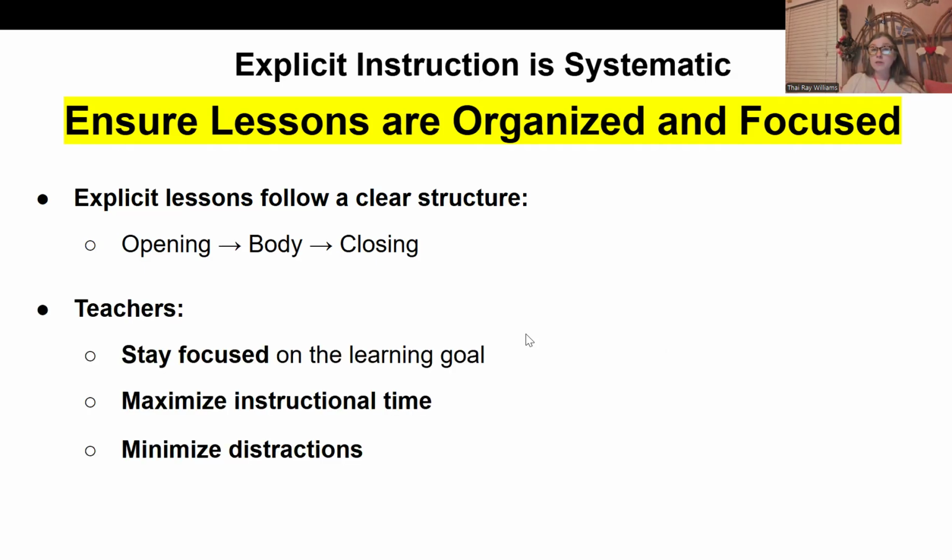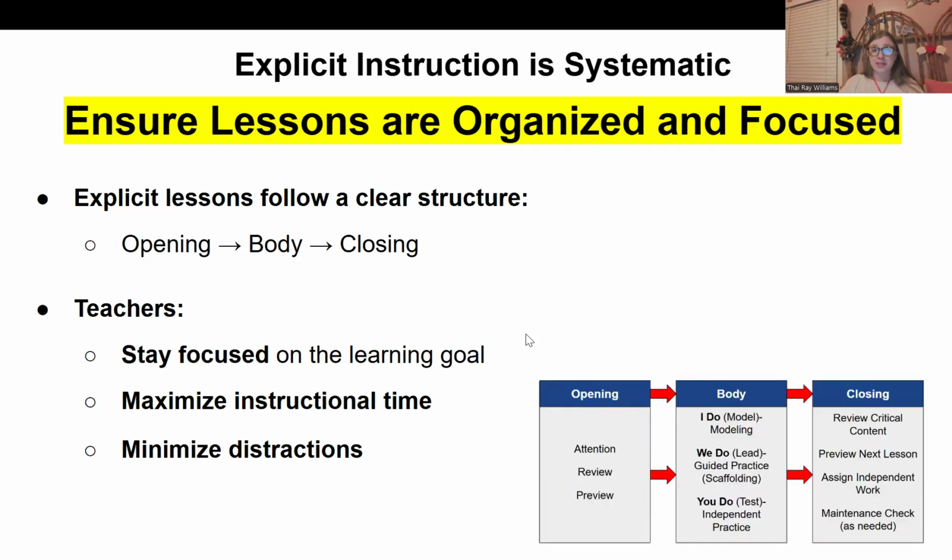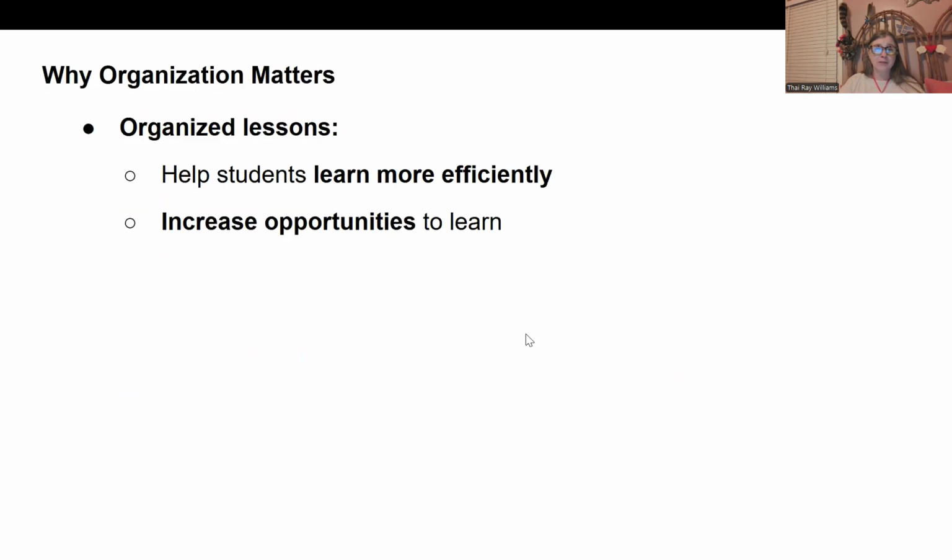So what it helps students do is that it helps teachers stay focused. It maximizes your instructional time. It minimizes distractions, and all of that minimizes distractions and disruption. And all of that supports students' learning. And so, again, here we're going to use that explicit instruction format that we've been talking about.